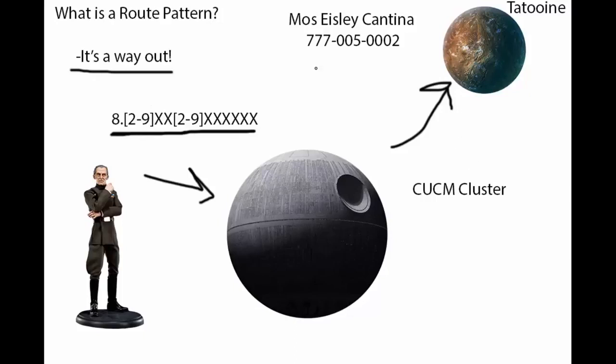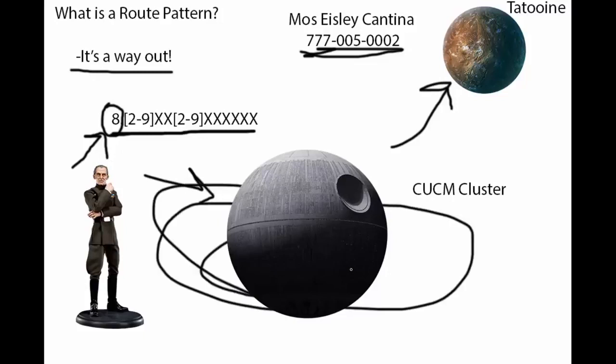So in this situation, we got Mos Eisley here at 777-005-0002. Do not try to dial that, it's not a real number. And he's going to match this pattern we will create. We're going to have a pre-pended 8 that'll signify that this is an external call. So the second he dials this 8, the phone system will realize, hey, we're not dialing in the Death Star anymore. We're going to be going somewhere else. We're going to be going out of here.